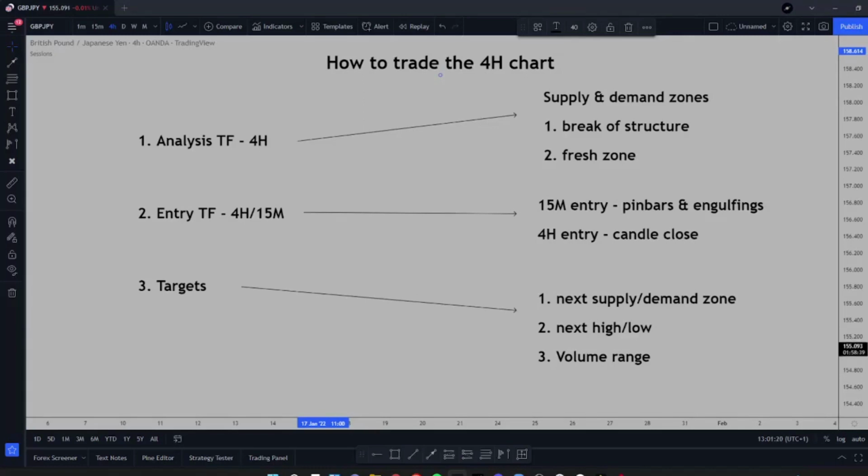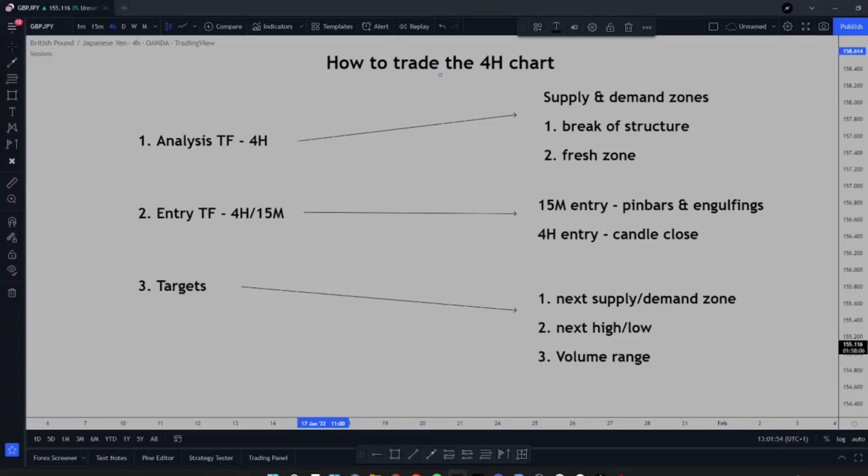In today's video we're going to be talking about how to trade the 4-hour chart. For most of you that have been following us for quite a while, you know that our 4-hour chart is our main chart. It's our preferred chart for looking for trades. All right, so obviously we take some weekly charts as well, and we look at some 15-minute stuff as well for really small scalps, but our sweet spot is the 4-hour chart. So we're going to be talking about analysis, entry, and targets.